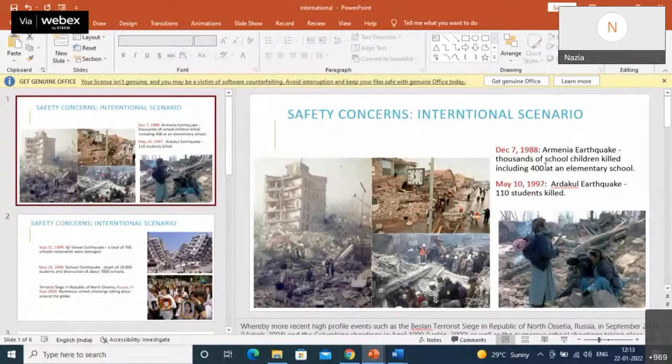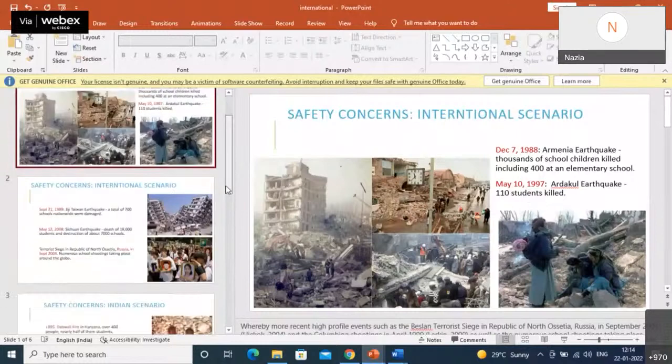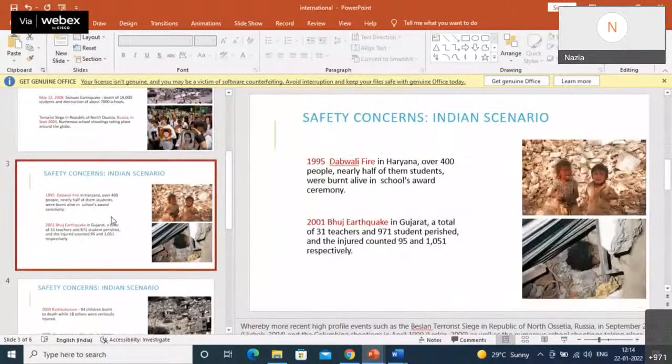December 7, 1988, Armenia earthquake. Thousands of school children killed, including 400 at an elementary school. May 10, 1997, Ardhakul earthquake. 110 students killed. Diwali fire in Haryana. Over 400 people, nearly half of them students, were burnt alive in school at an award ceremony.